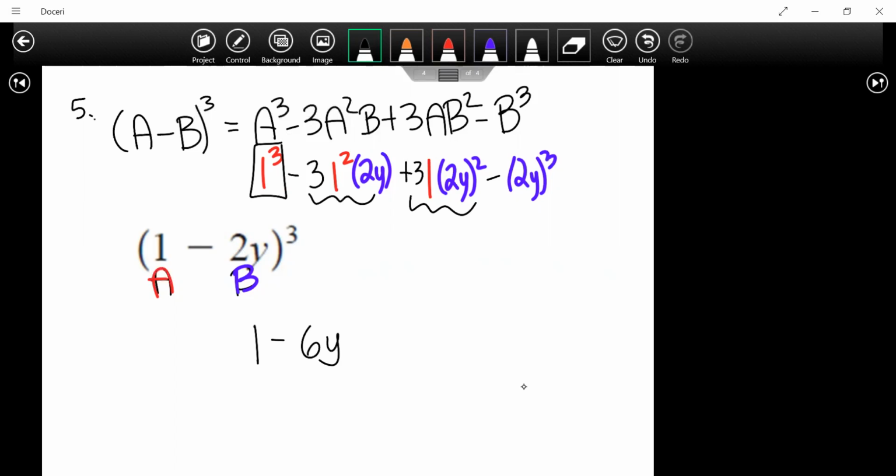So we're going to get plus 6y squared. Just checking to see if you're paying attention. You're right, squared is 4. 4 times 3 is 12. And then our last one's 8y cubed.